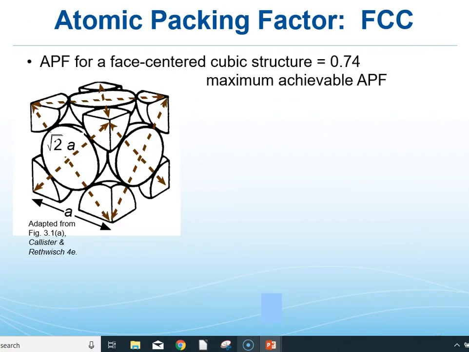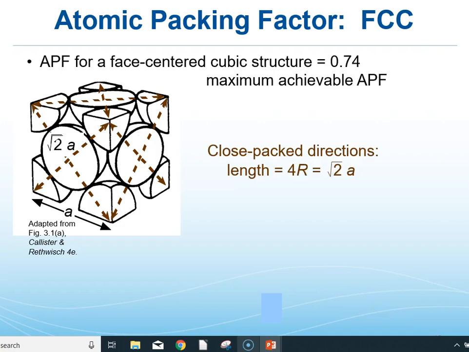This is a little bit easier than body-centered cubic geometrically, because now our close packed direction is across the face diagonal. So we have, again, 4R, where R is the atomic radius, related to root 2 A, where A is the lattice parameter. So that allows us to calculate our volume fraction of atoms per volume of unit cell. And it ends up being 0.74.